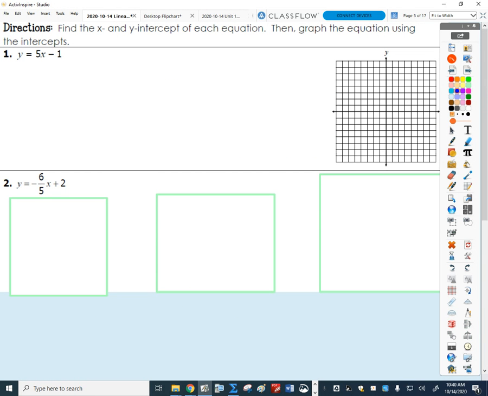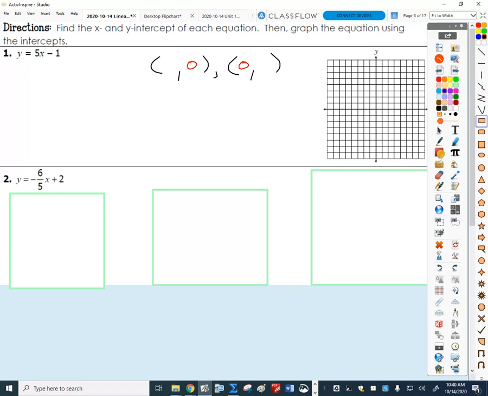Let's try. Okay. Well, let's just do this top one. Let's use our little trick and come up with the x and y intercepts. So the x-intercept is where y is 0. The y-intercept is where x is 0. Let's find the x-intercept. So I'm setting y equal to 0. And what do I get if I do that?